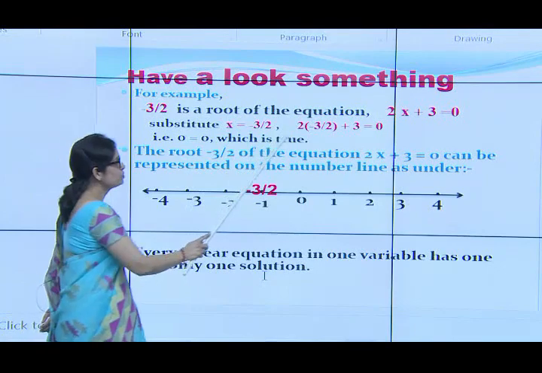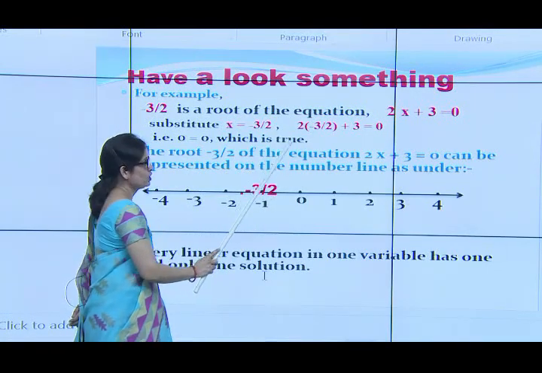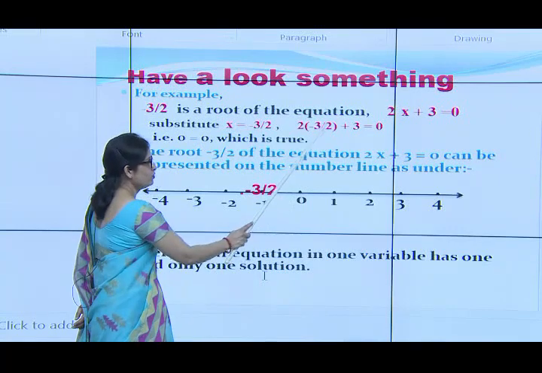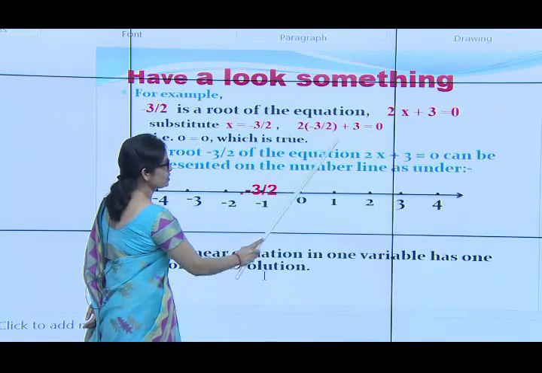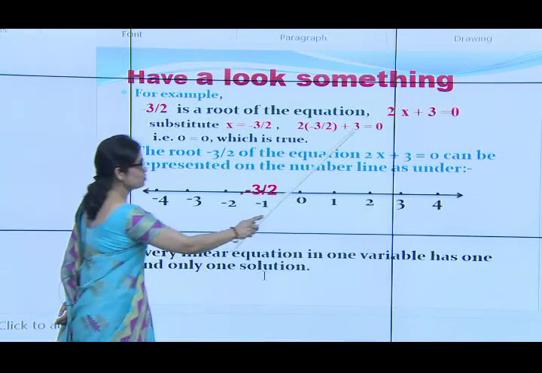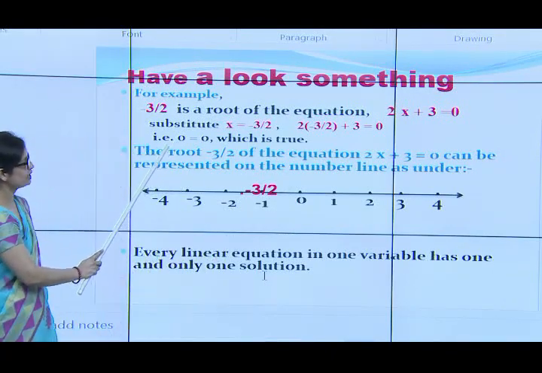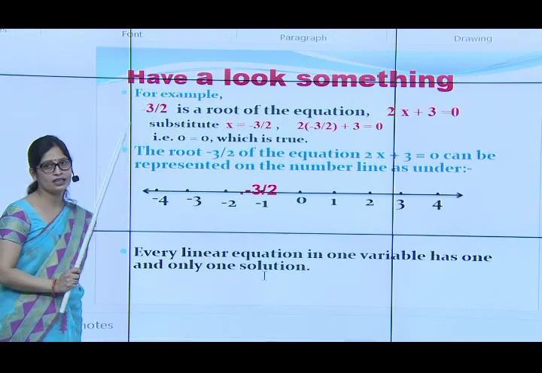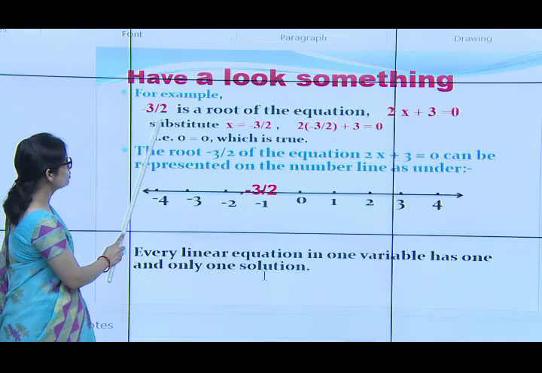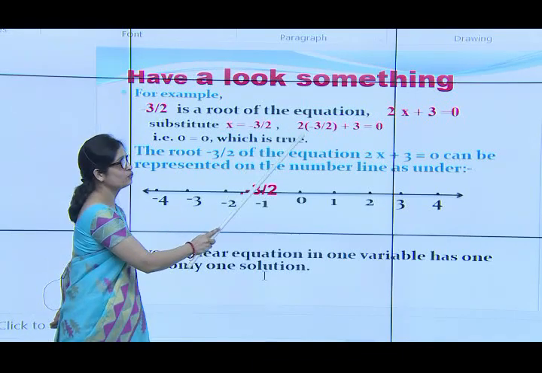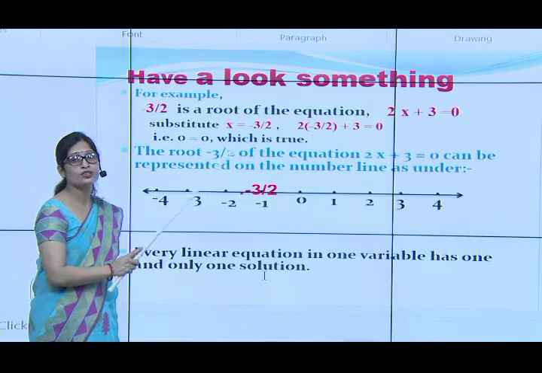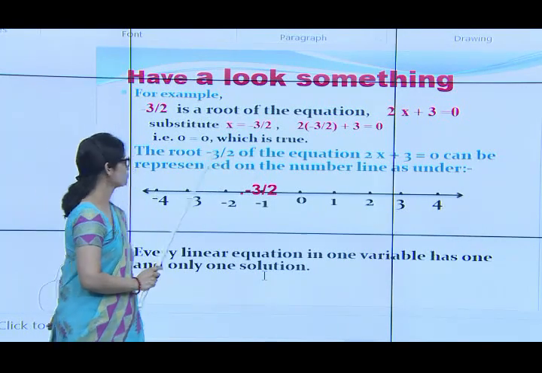Now start putting this value in place of x. So 2 into minus 3 by 2 plus 3 is equal to 0. And when you solve this left hand side, then you will get 0 here. Right hand side is also 0. It means left hand side is equal to right hand side. So what does it imply? It implies that this minus 3 by 2 is a root of the equation, or we can say this minus 3 by 2 is a solution of the equation.